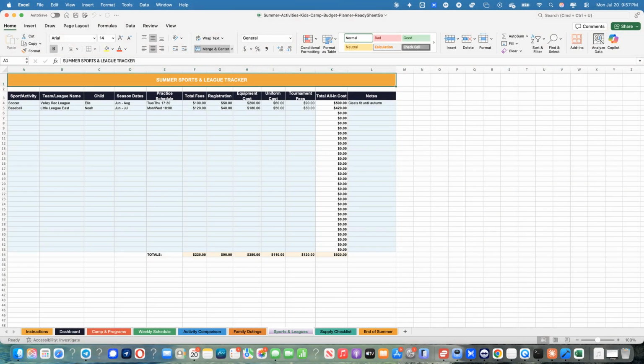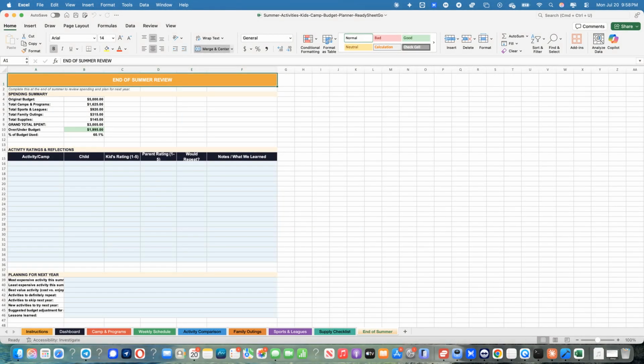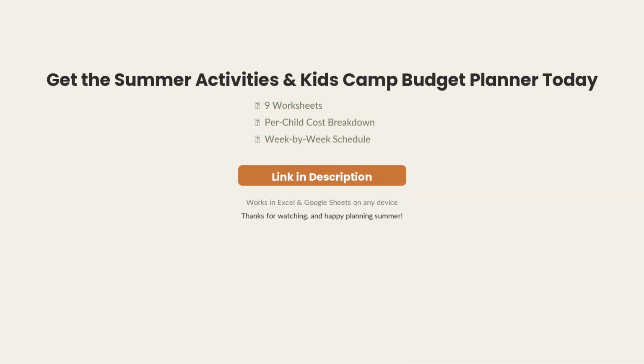Sports and Leagues captures the true all-in cost of a season. Fees, registration, equipment, uniform, and tournament costs, not just the sign-up price. The supply checklist tracks the gear each activity needs, estimated and actual, with what's already bought. And end of summer compares what you planned against what you spent, so next year's budget starts from something real.